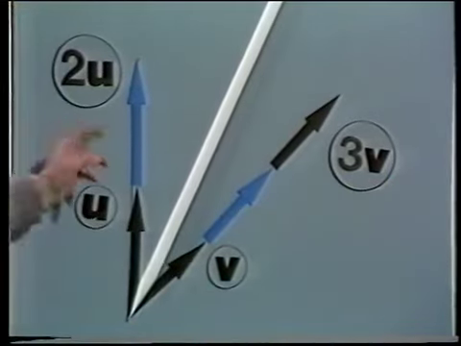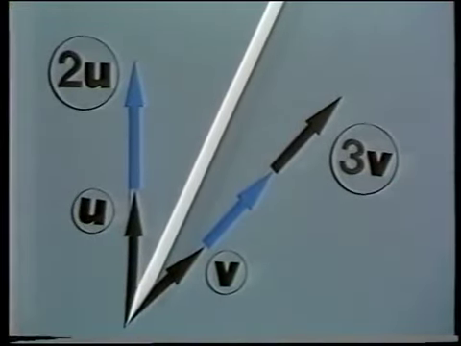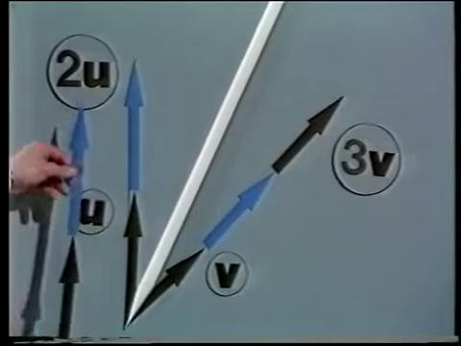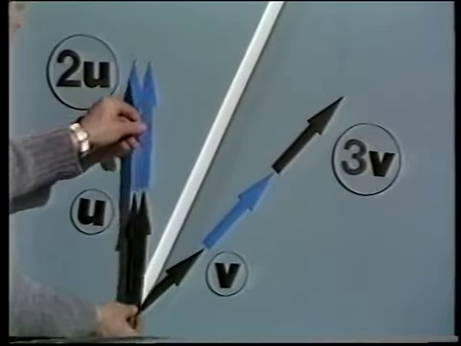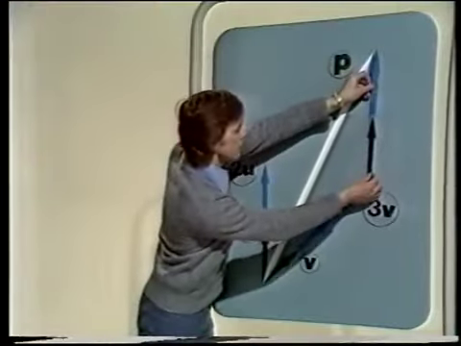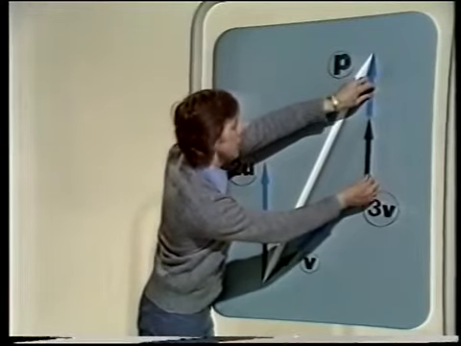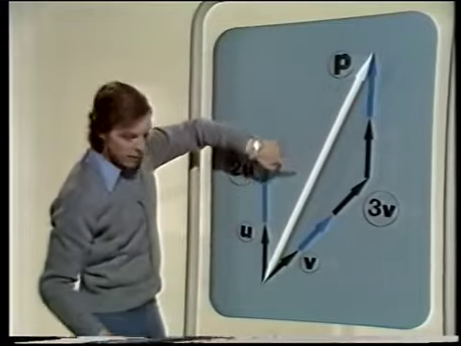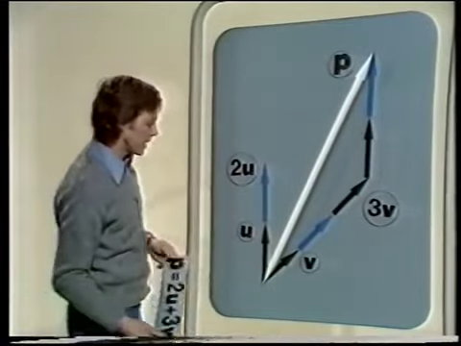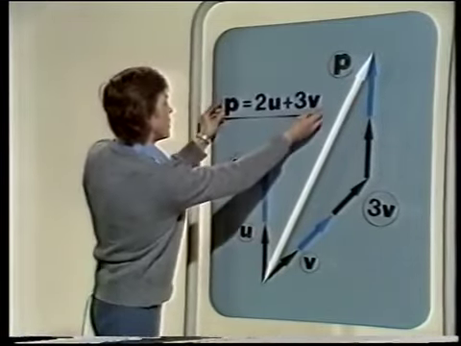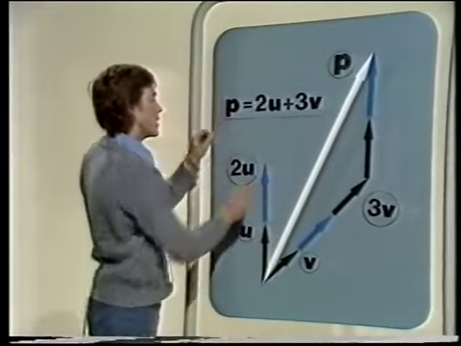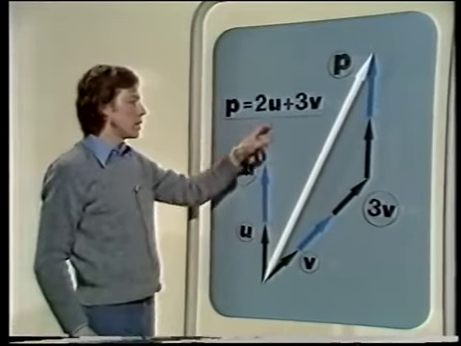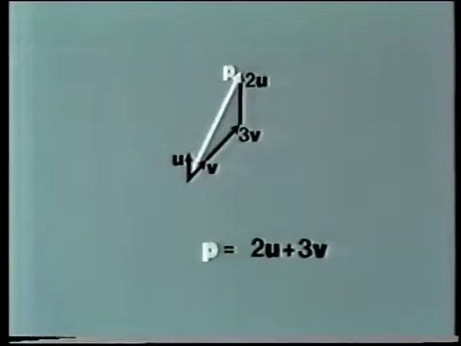And these vectors, 2u and 3v, will in fact get me to P, because if I take a copy of 2u and push it up here, then what I get is this vector specifying the vector P. And of course, what is that vector? Well, it's just 2u plus 3v. In other words, P is 2u plus 3v.